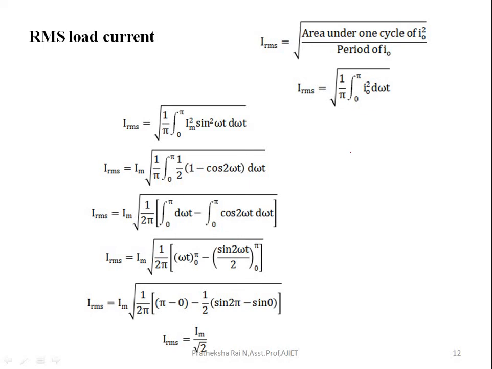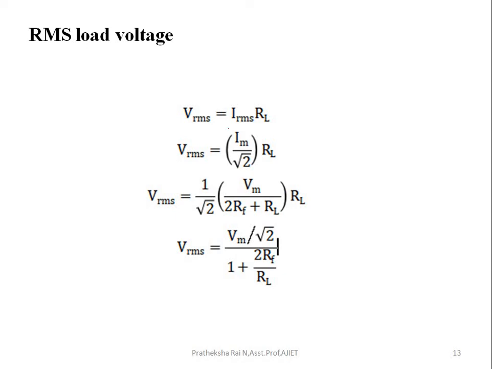Let us see the RMS load voltage. How do we find it? It is given by Ohm's law. Vrms is equal to IRMS into RL. IRMS we have got as Im by root 2. So substitute here into RL. Im I can write in terms of Vm as Vm divided by 2Rf plus RL, and when I reduce it, I'll get Vm by root 2 divided by 1 plus 2Rf by RL, right? So this is the answer for the Vrms load voltage of a bridge rectifier.